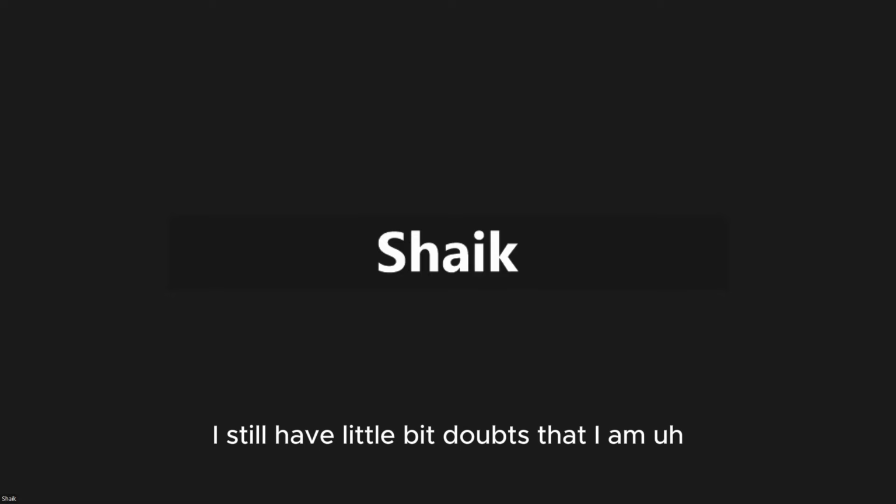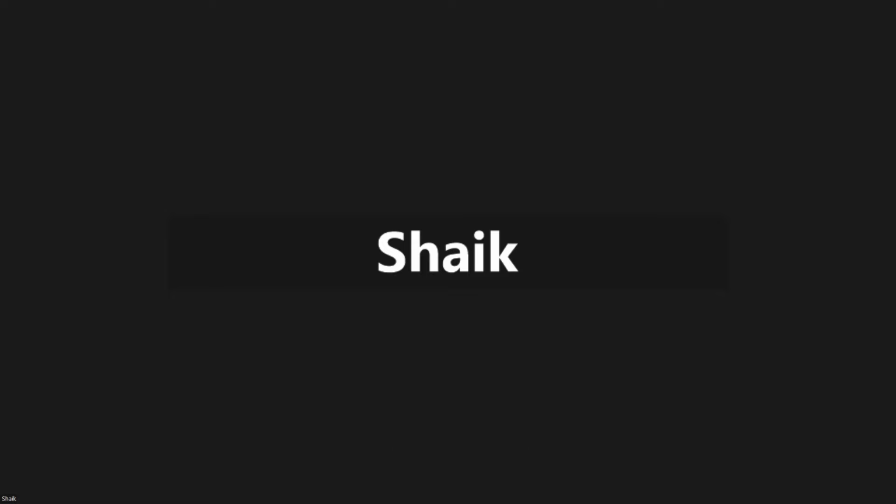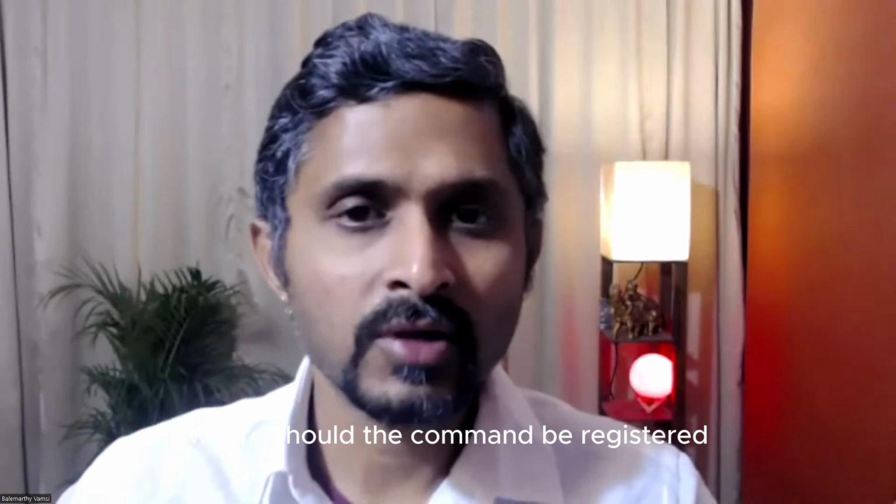I still have a little bit of doubts, sir. I am getting shy to ask you, but I need to ask. Whenever the user is registering with a command name, along with that, by giving a space, he is entering the parameters. After that he is giving the function address so that the command pointer gets assigned with that function. So when we are creating a structure, is the structure getting created at the command line argument or at the application side, sir? What do you think? Where should the command be registered?